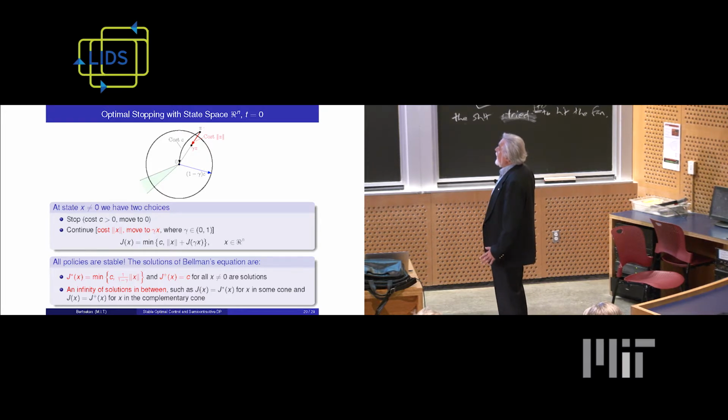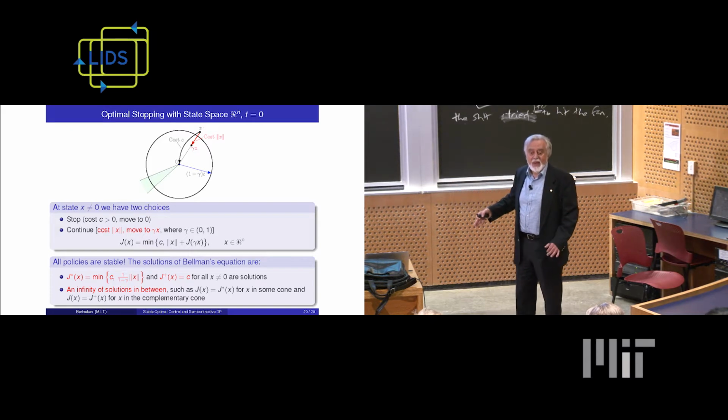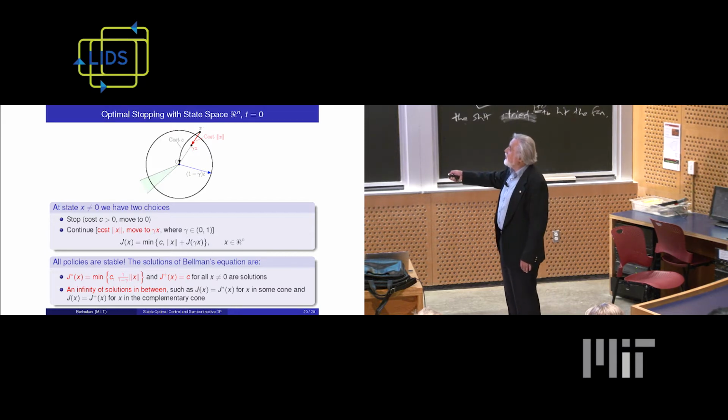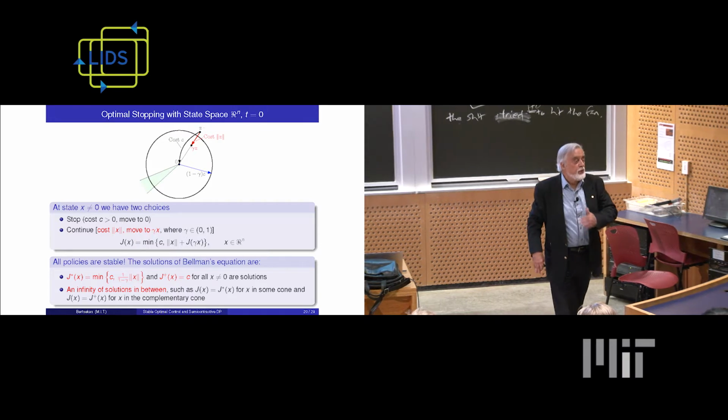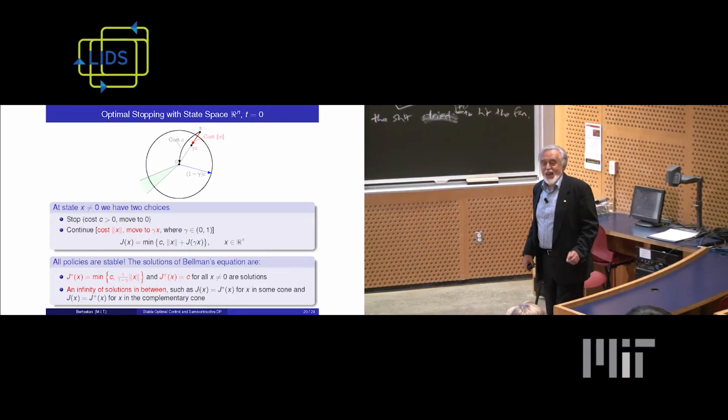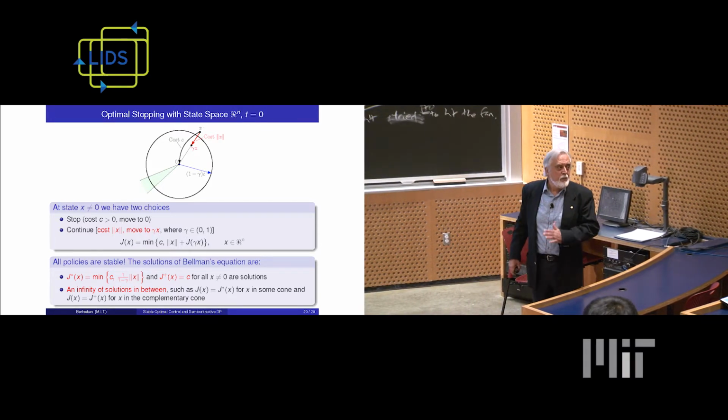To obtain some solutions like that, take any cone, this green cone that you see here, and make J equal to J star within this cone. And take J to be J plus in the complementary cone. That's also a solution of Bellman's equation, and it gives rise to different p-stable policies.